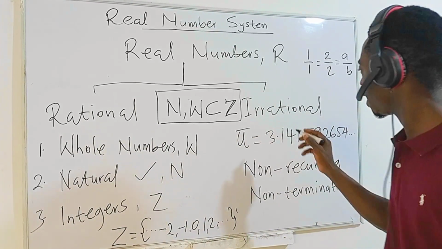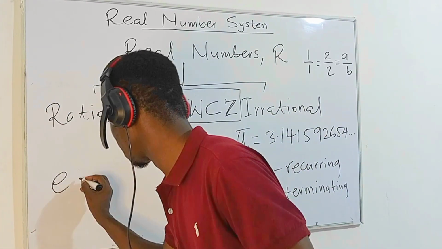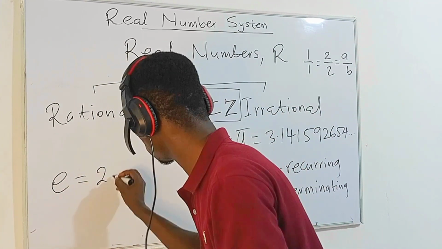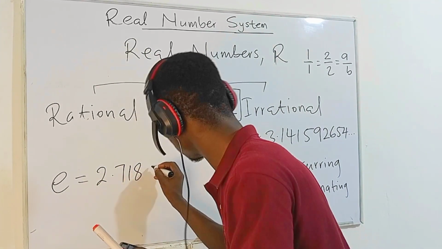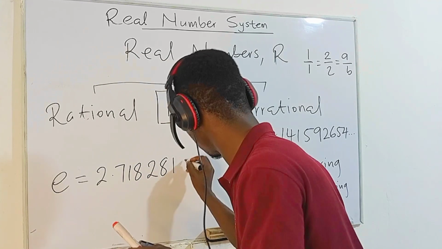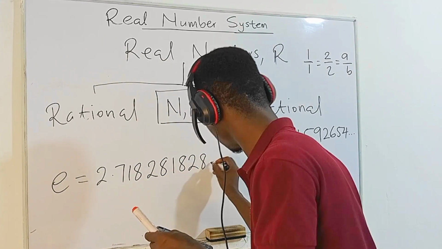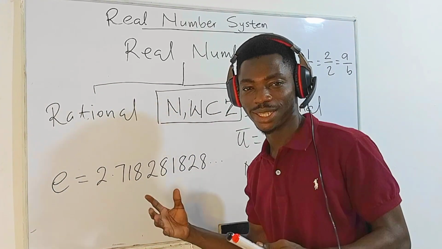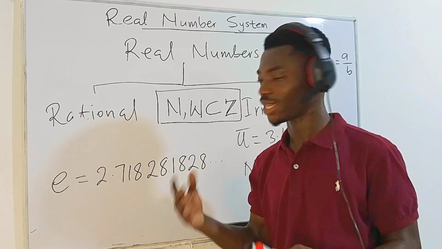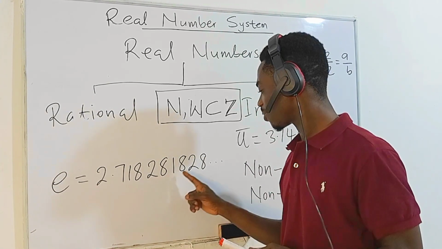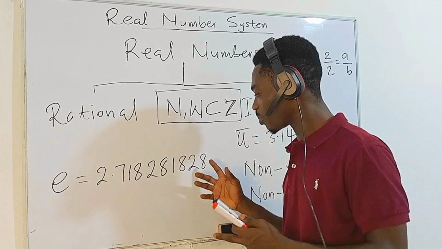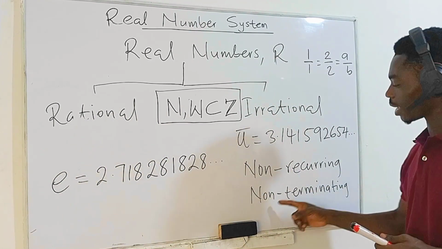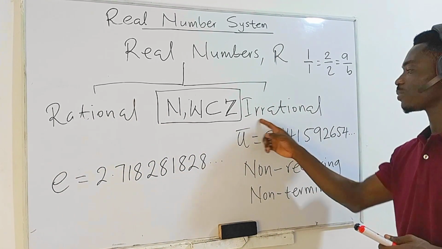Another example is E, the value for E, which is a constant. If you use a calculator for it, you are going to be getting 2.718281828, and it keeps on going forever. Now, if you look at the digits right here for E, some of the digits appear to be repeating, but ultimately they are not. Look at this. We have 28 right here. Even though it appears to be repeating, it's never repeating, right? So it is non-recurring and non-terminating, therefore it is irrational.